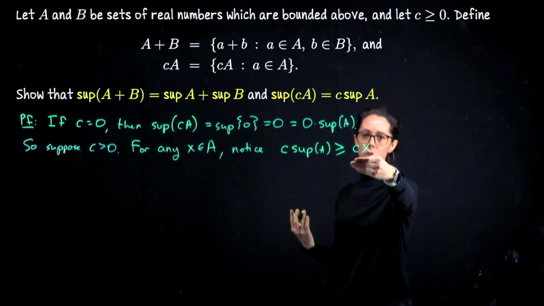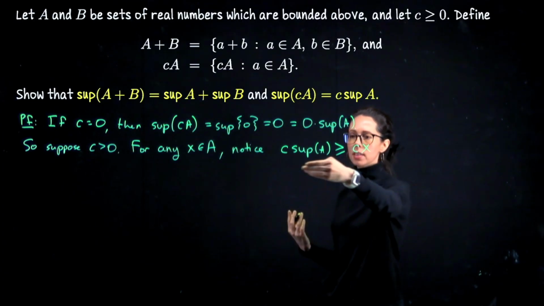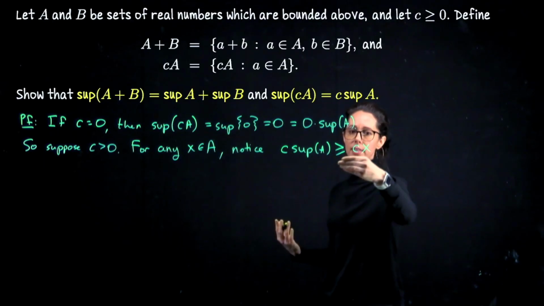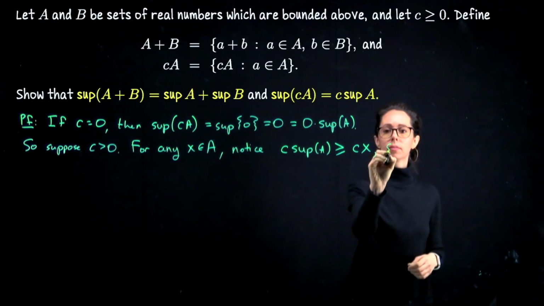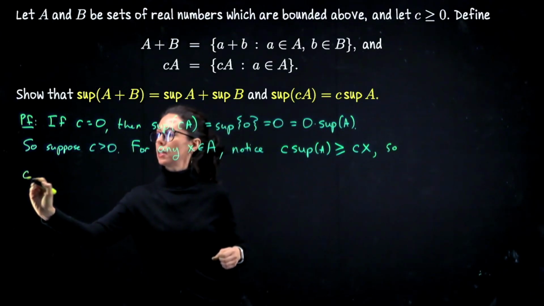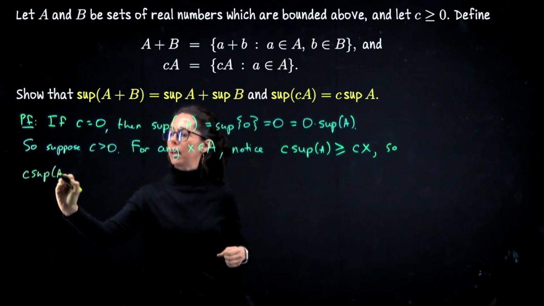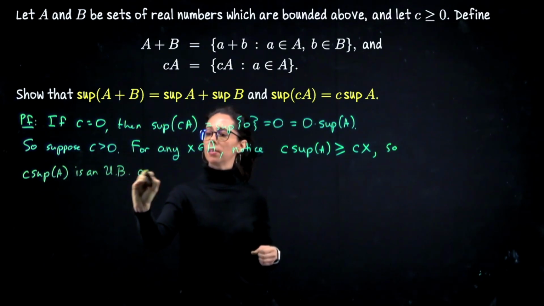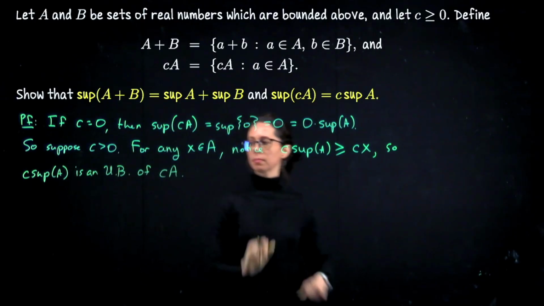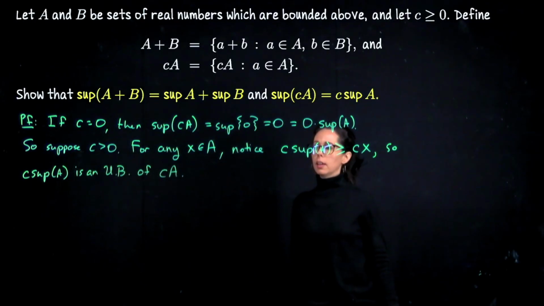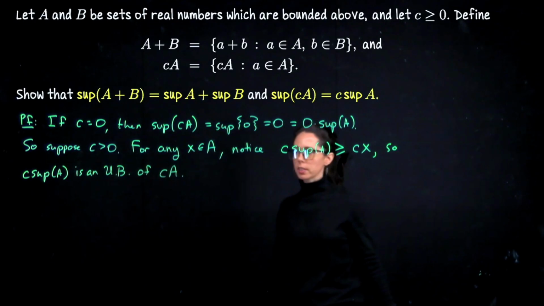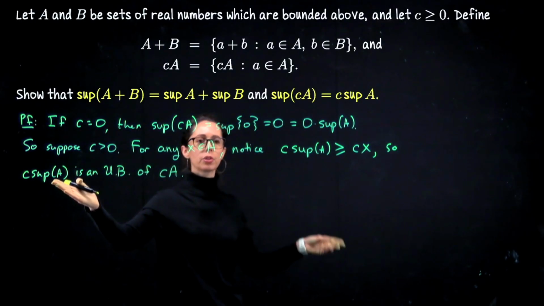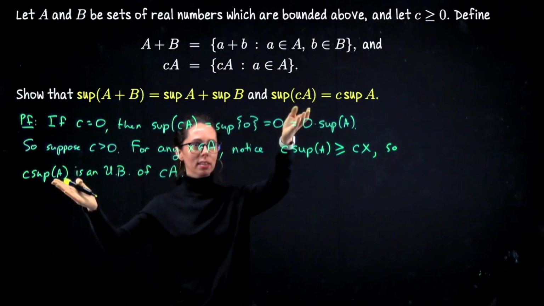X here was an arbitrary element from the set A, so that tells us that C sup A is an upper bound of the set CA. C sup of A is an upper bound of CA. Similar to the first exercise, we can now say that C sup A is greater than or equal to the sup of CA.